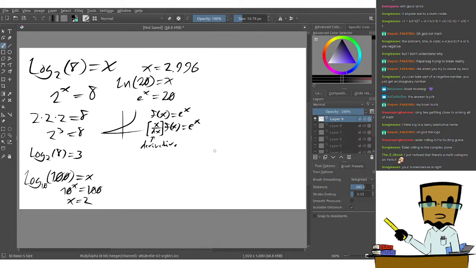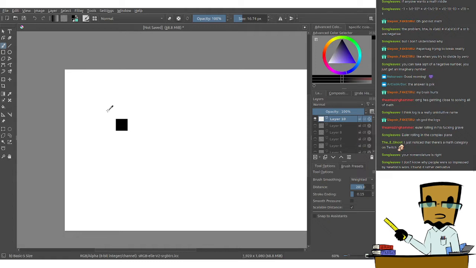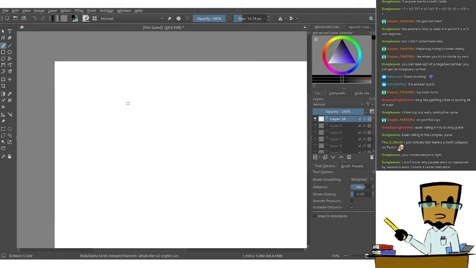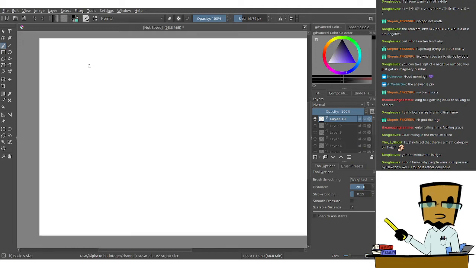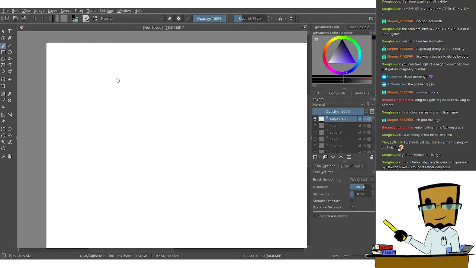You want to know what derivatives are? It just means the equation for the slope at any certain point. No, the integral is the space underneath, right? Am I insane? Well, I can guarantee you it's the equation for the slope. Don't know why people were so impressed by Newton's work on the derivative. Hey, plus two. That's a pretty good pun.